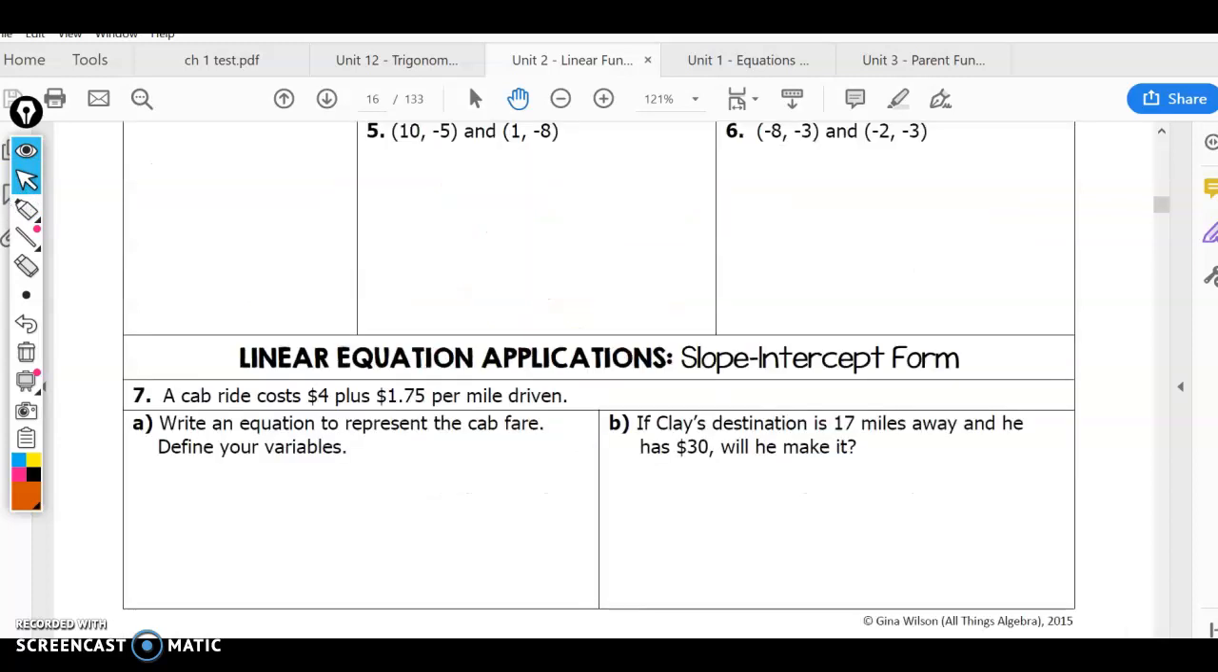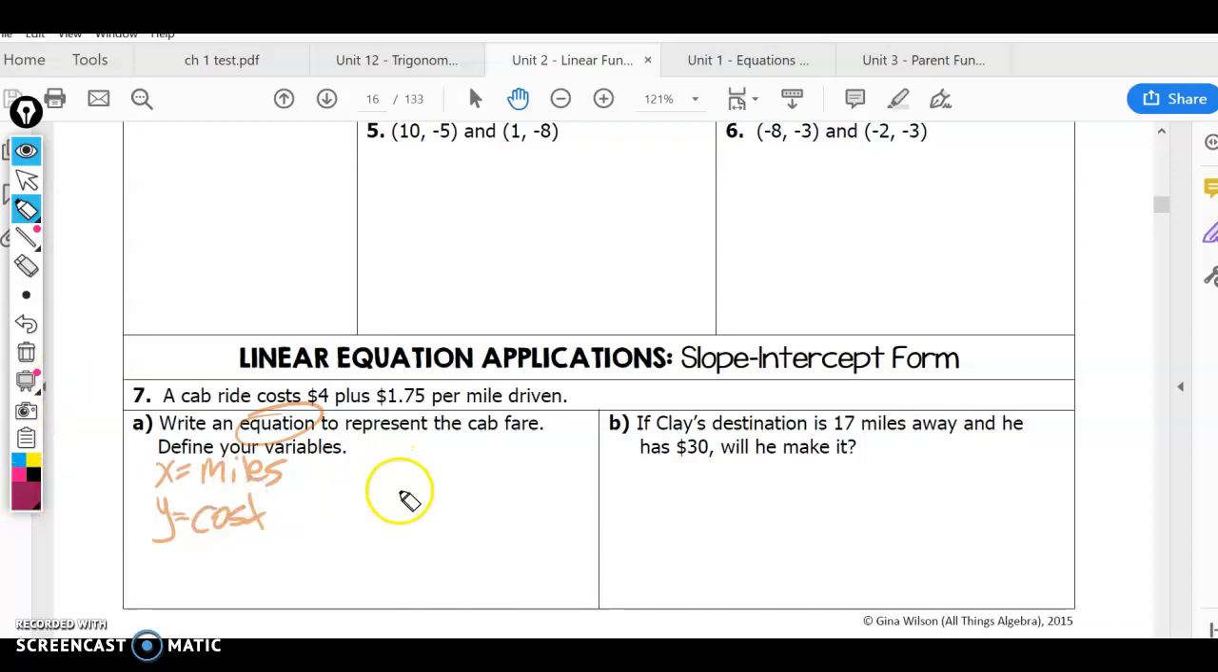Let's do a couple application word problems, taking any real-life situation and writing in either point slope form or slope intercept. Number 7, a cab ride costs $4 plus $1.75 per mile driven. We're going to write an equation representing the cab fare. To find the variables, in this case, I'm going to have x and y as my variables. I'm going to have x representing the miles driven. That's my independent variable. And then y is what you're measuring. Y is the cost or the money.